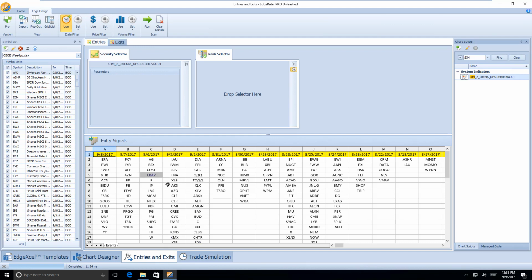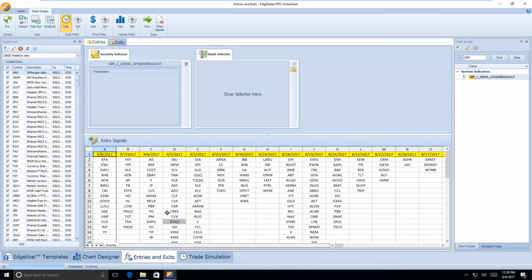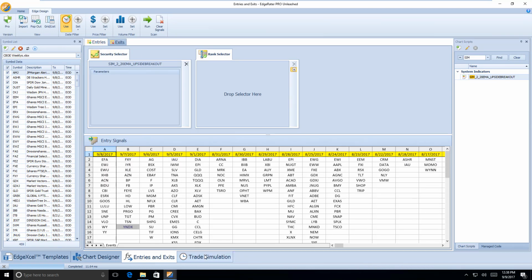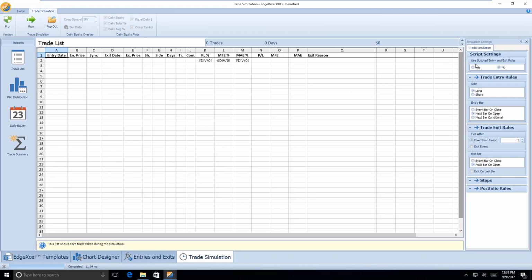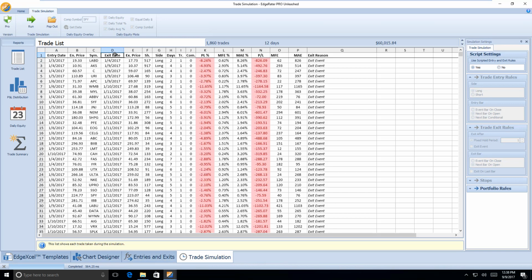So now, once I've got my entry and exit signals, remember this script actually produces both entry and exit signals. So they're in here now. I can go to trade simulation and run a simulation based on those signals. So I'll just say use the scripted entries and exits, and then hit run. That's all I need to do. And we see that's this year's trades. What I'm going to do is sort by exit date twice.